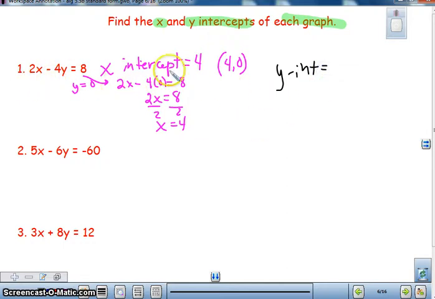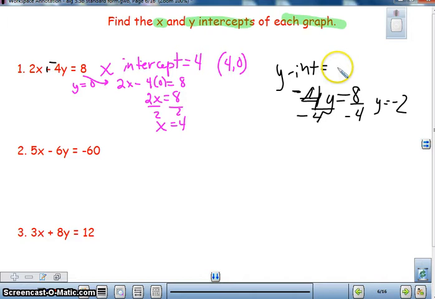So if x is 0 in this equation, I could write down 2 times 0, or I could just write, careful, negative 4y. Don't forget, this is really plus a -4, so we do have this -4. We're going to divide both sides by our coefficient, which is -4. And when you divide 8 by -4, our y-intercept is -2. So again, our y-intercept is -2, or it's the ordered pair 0, -2.